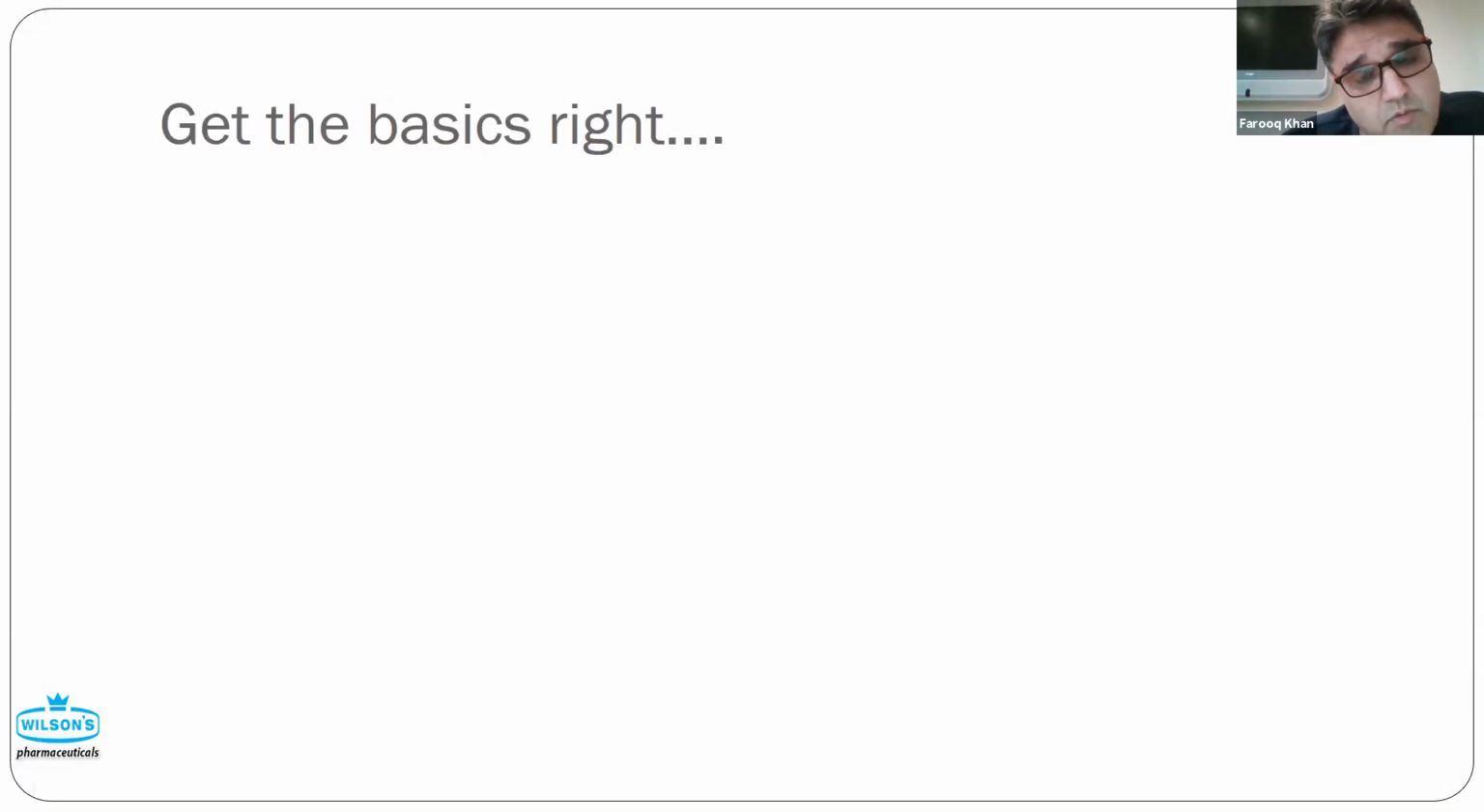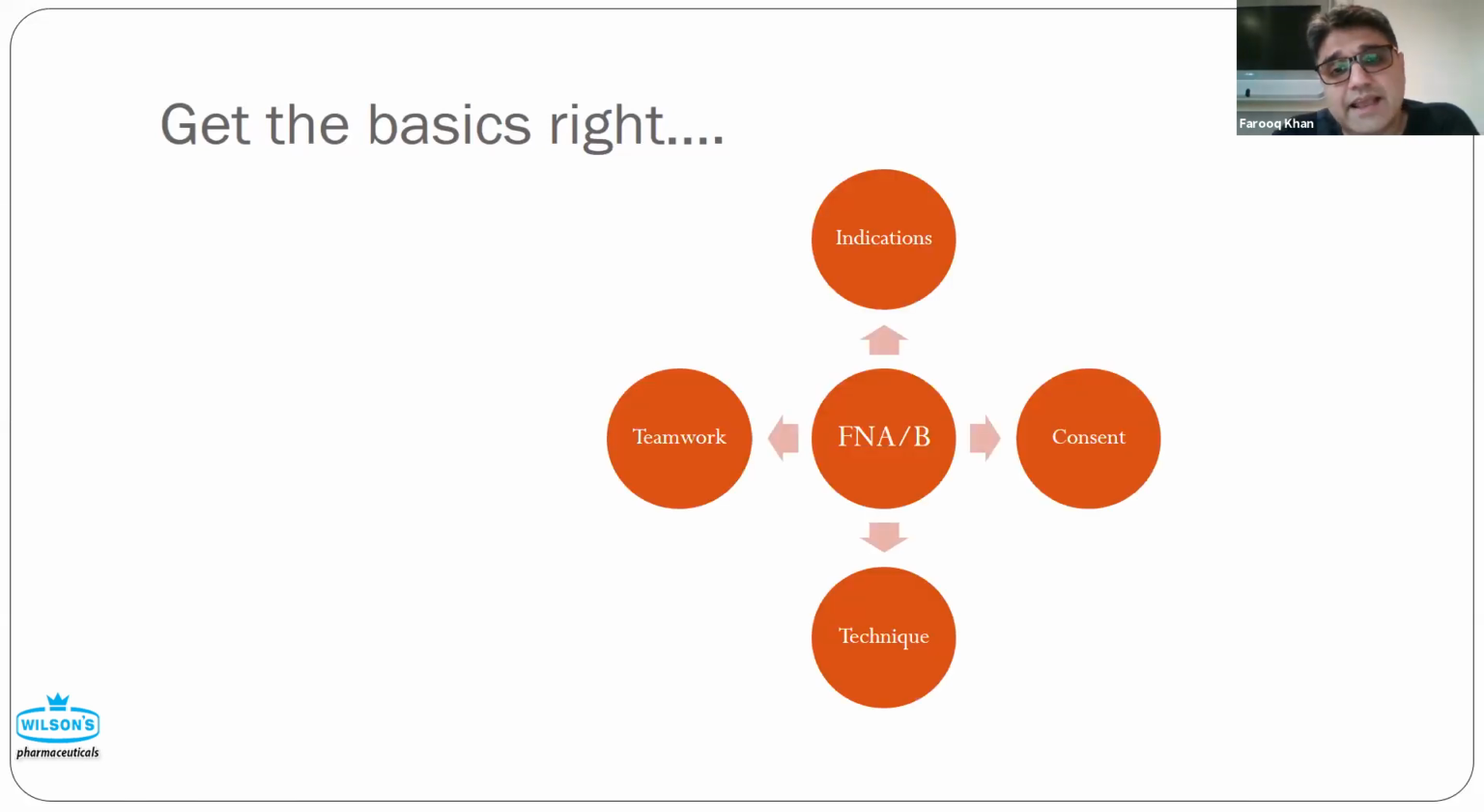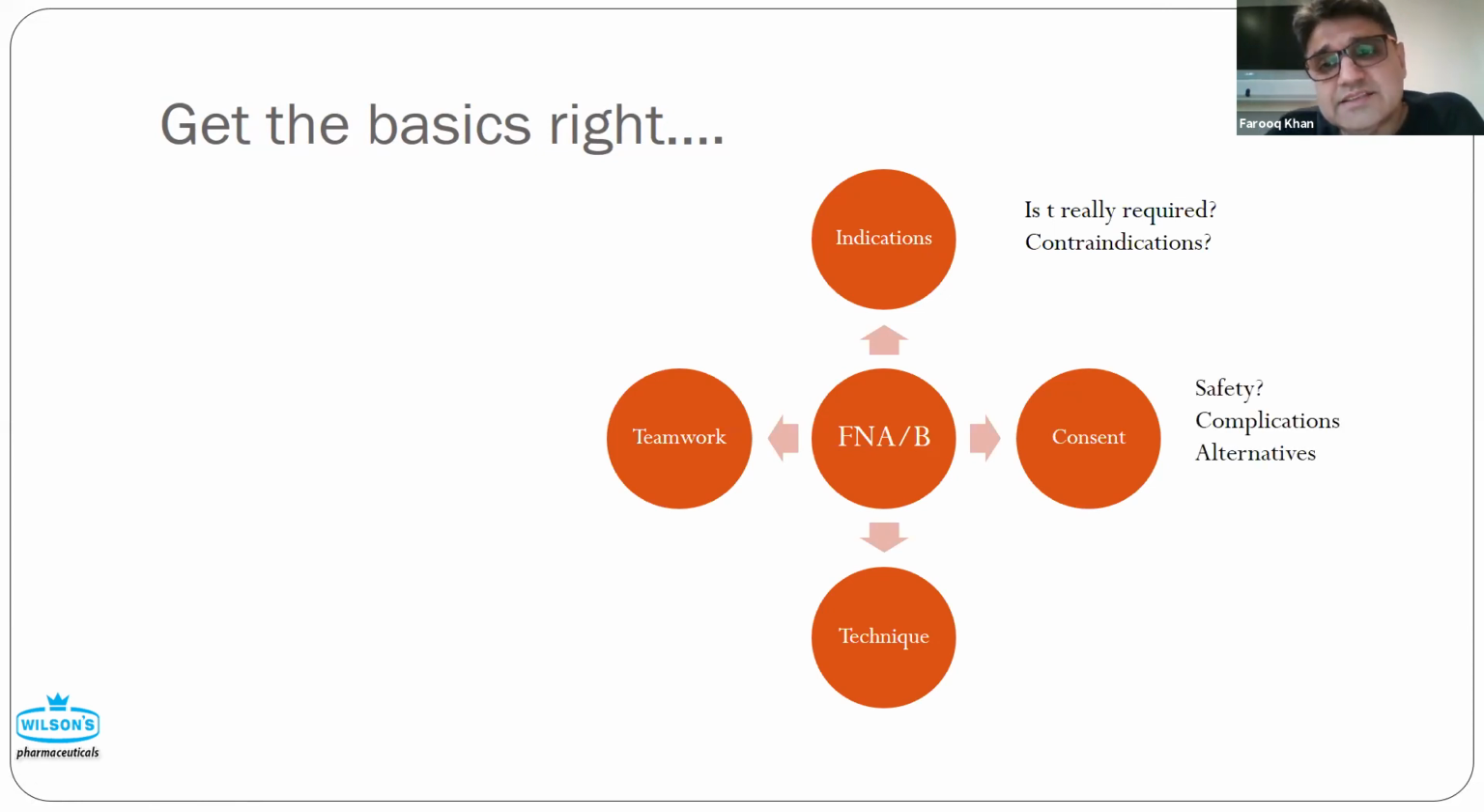Okay, so what are we going to discuss? I want to get the basics right. So what does that mean? When we say FNA or FNB, which is fine needle aspiration or fine needle biopsy, I think what's very relevant to know is what's the paradigm of it. So what are the indications? And you would like to think, is it really required? What are the contraindications? We will also talk about consent. Is this a safe procedure? If it's safe, are there any complications? If there are any complications, are there alternatives?